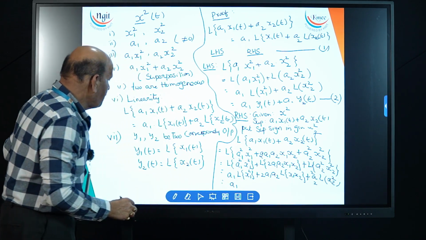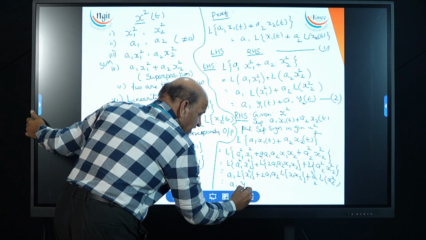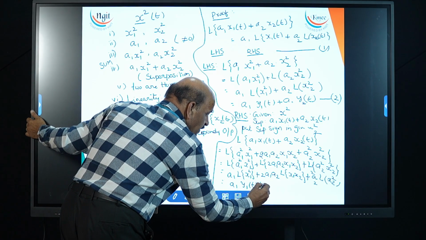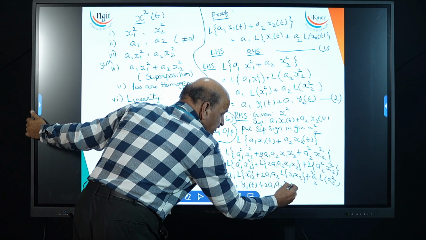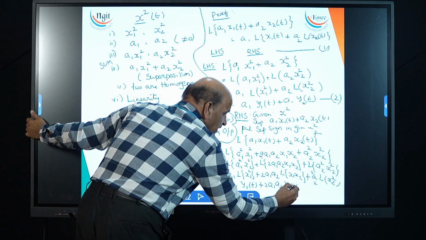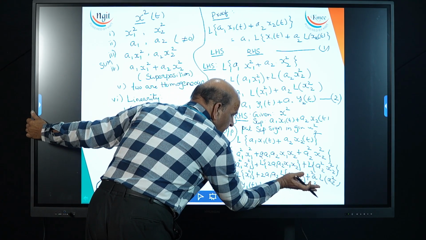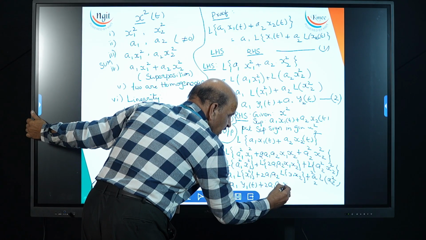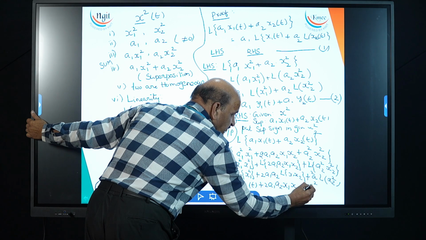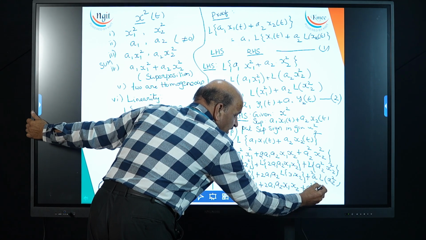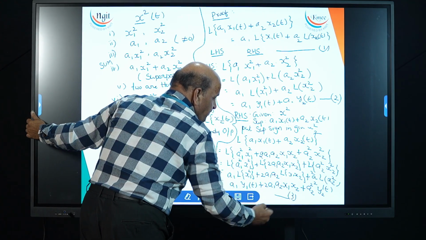The output, what can you make of it? A1 square L of x1 square is y1 of t. Now 2 A1 A2 of y1 of t into x1 of t x2 of t, plus A2 square of y2 of t. This is the equation, the third equation.